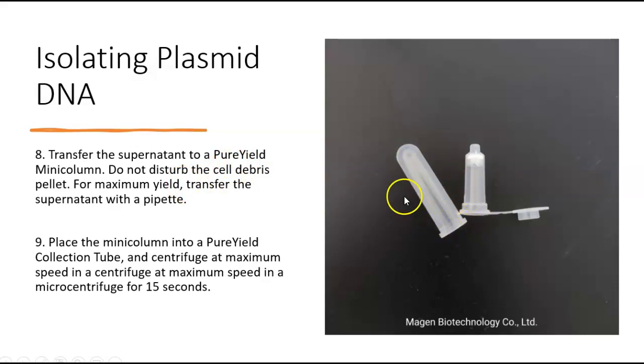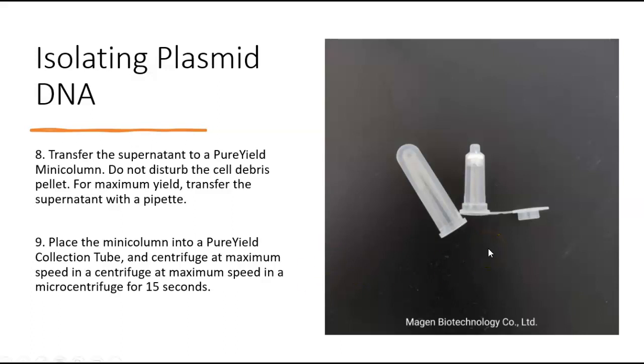which is this over here. And this is the mini column. Do not disturb the cell debris pellet. For maximum yield, transfer the supernatant with a pipette. You're going to place the mini column into a PureYield collecting tube and centrifuge at maximum speed in a microcentrifuge for 15 seconds.